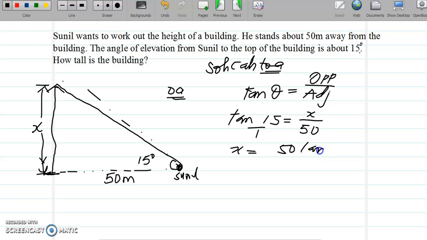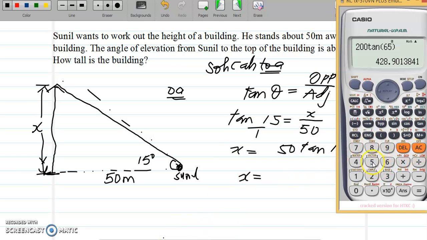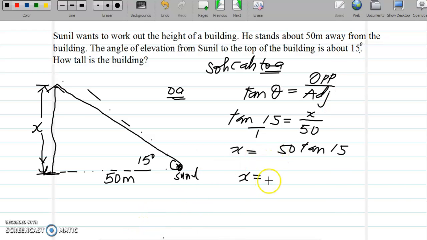So if I cross multiply, I will have that x is equal to 50 times tan 15. So let's look at what that gives us. 50 multiplied by tan 15 gives us approximately 13.4. So the height is 13.4 meters. Okay, that's how we solve it.